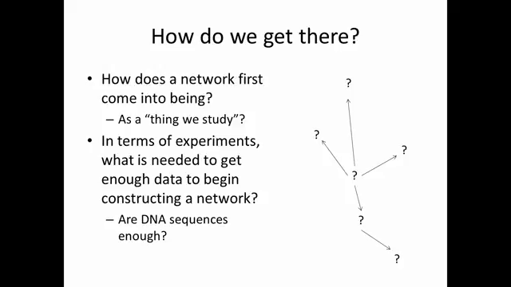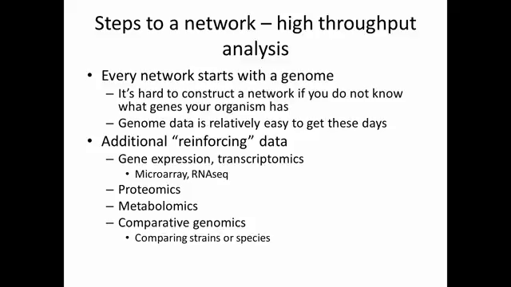But how do we get from just a bunch of pathways to a network? How does a network first come into being, at least as a thing that we study? So in terms of experiments, we need to know what is needed to get enough data to begin constructing a network. Is just having a whole bunch of DNA sequences enough? Or do we need to have more in hand before we get started? So every network would start with a genome. It's kind of hard to construct a network if you don't know what genes your organism has and how they fit together, at least in terms of what's going on with the DNA message.